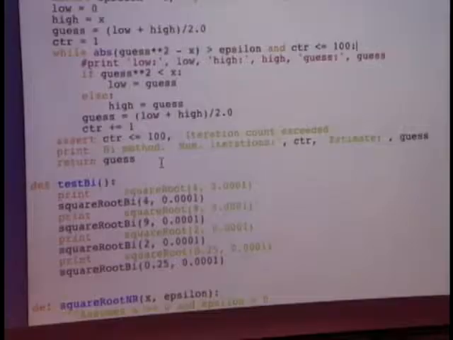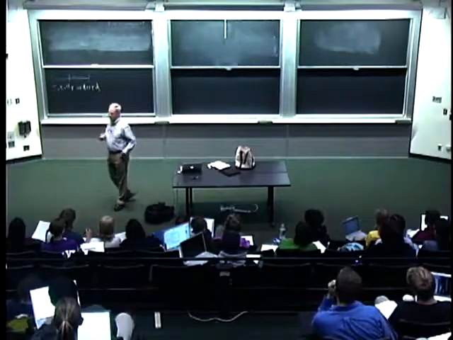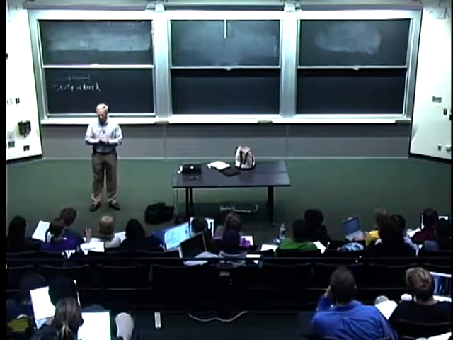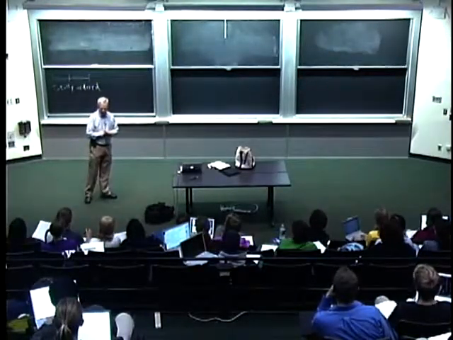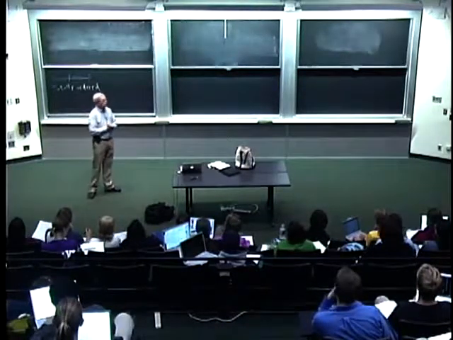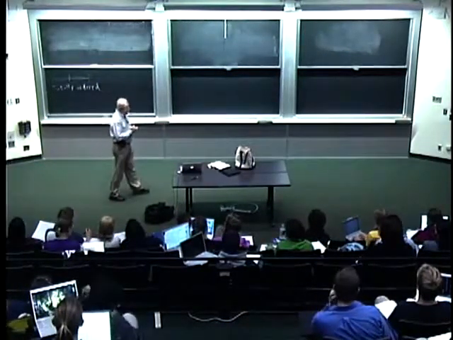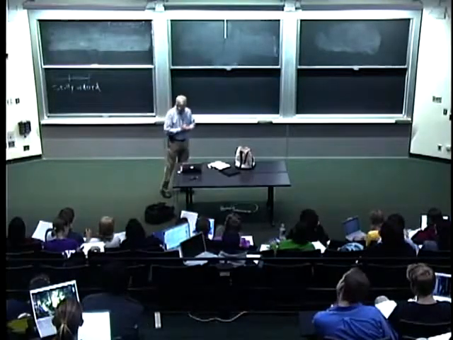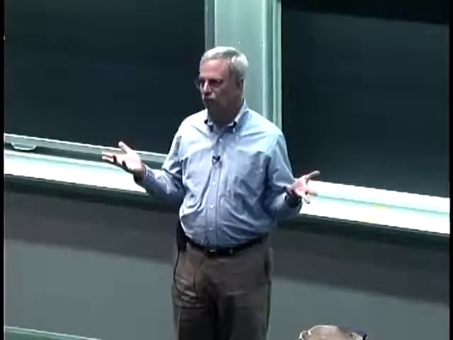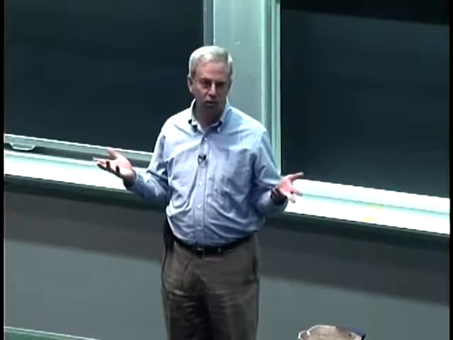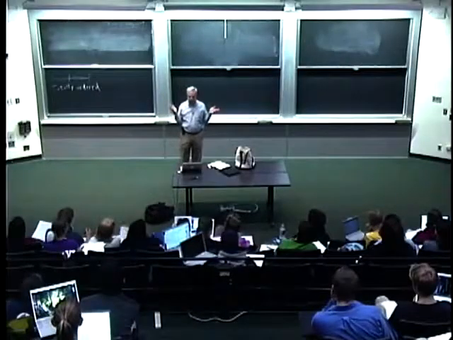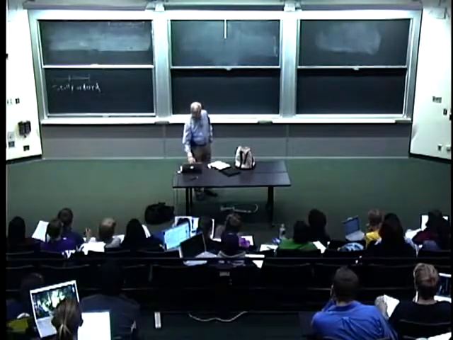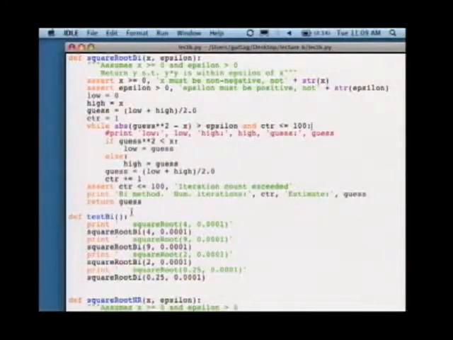One of the things I want you to observe here is that instead of sitting there and typing away a bunch of test cases, I took the trouble to write a function called test bi. What that's doing is taking the things I would normally type and putting them in a function, which I can then call. Why is that better than typing them? Why was it worth creating a function to do this?